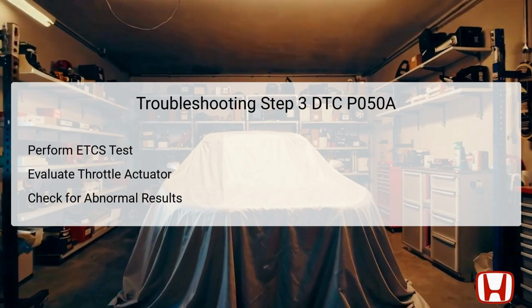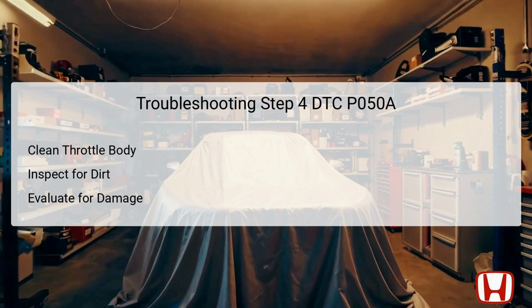Being aware of any abnormal behaviors during this inspection is vital, as it helps to accurately pinpoint faults that may contribute to the DTC P050A error. In this step, you will prepare to clean the throttle body, which may help to eliminate any buildup that could obstruct airflow. Begin with disconnecting the throttle body inlet hose to gain access.